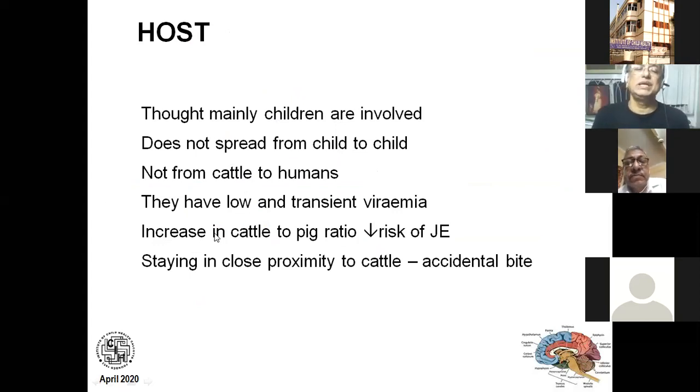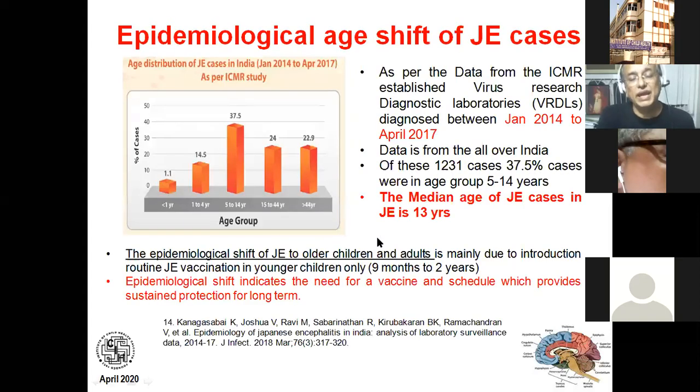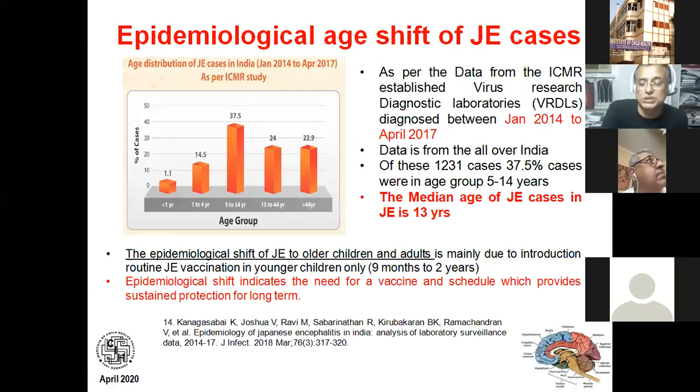It has been seen that if the number of cattle increases as compared to the pigs, there will be less transmission of Japanese encephalitis, because the mosquito is going to bite more cattle rather than pigs. So the transmission rate of Japanese encephalitis comes down. But again, all these things are questioned nowadays. It was a disease of children, but now it has been seen that the median age of Japanese encephalitis has increased to 13 years. So it is more in older children rather than small children.